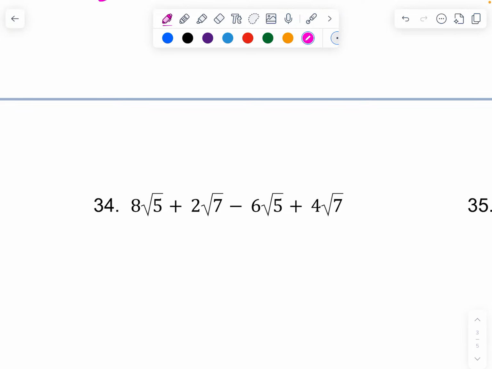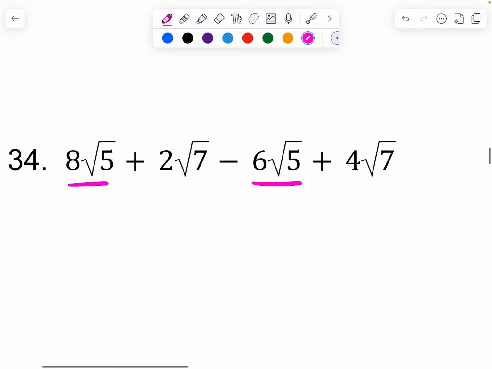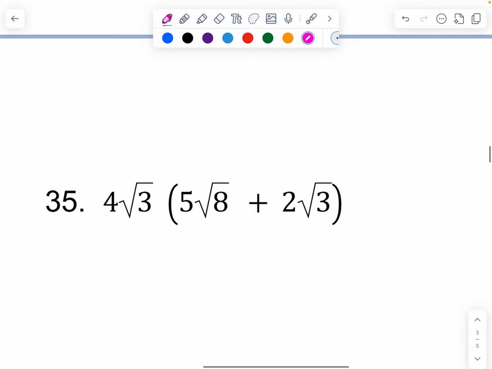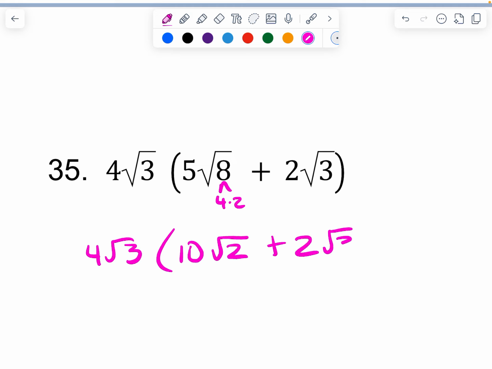Okay, now combining like terms, this and this are like terms. So 2 radical 5, this and this are like terms, so plus 6 radical 7. Over here, we need to simplify the radical first. So this is 4 times 2. So I get 4 radical 3 times 10 radical 2 plus 2 radical 3.